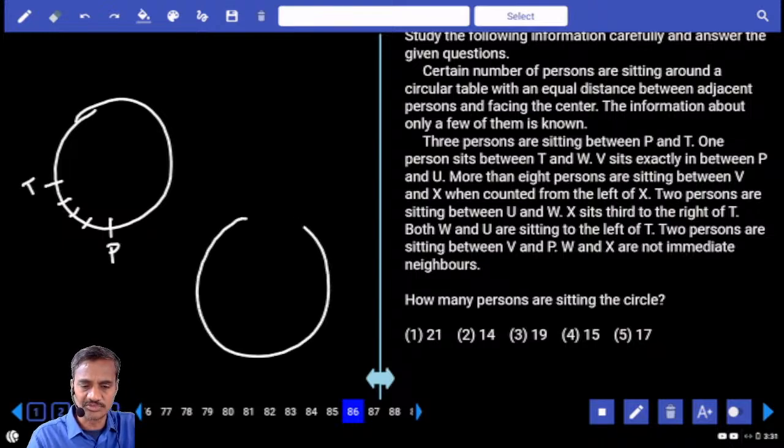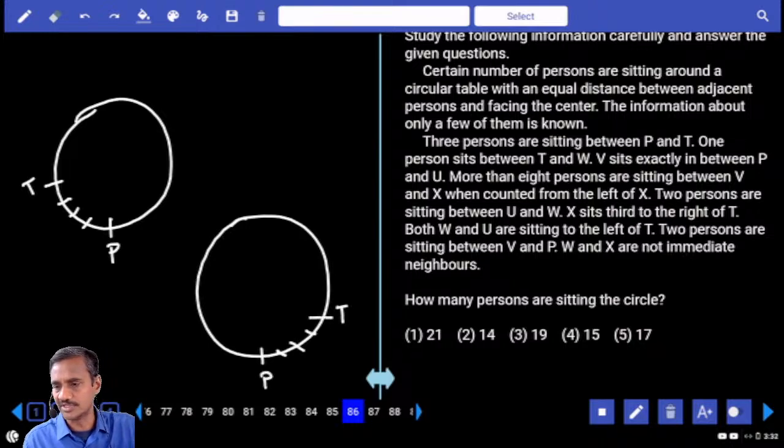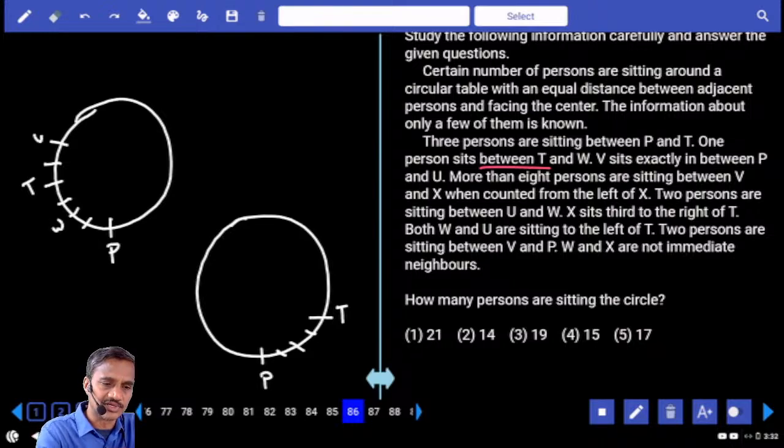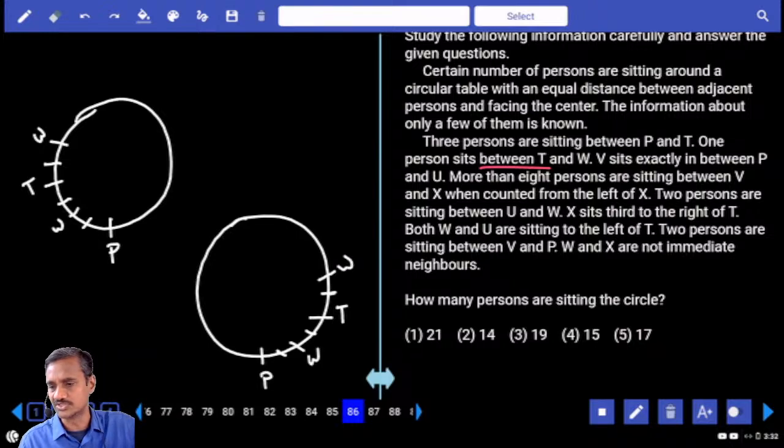And the next possibility between P and T: P is here, 1, 2, 3, T is here. Now 3 persons between P and T and 1 between T and W. W can be to the left hand side or to the right hand side. So W can be here or here, and there are 2 possibilities in each of these.